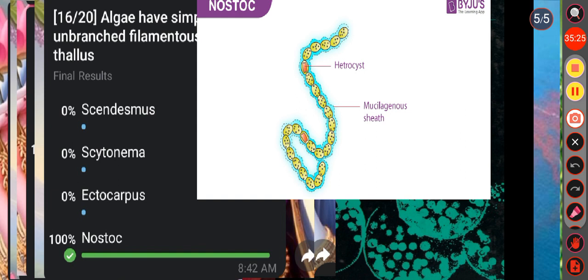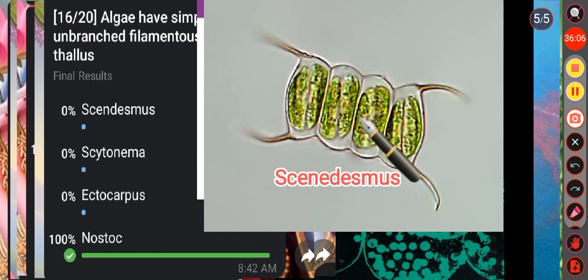And the thallus of Nostoc is simple, colonial, unbranched filamentous form. Colonial means that it forms colonies of trichomes, okay, which are chains of cells. Means the cells of Nostoc are spherical or oval shaped, forming an unbranched filamentous form. So the type of thallus organization is simple, colonial, unbranched filamentous form, right? Then see the other option, that is Scenedesmus. We know Scenedesmus is not a filamentous form, but it is a type of green algae that forms a colony.